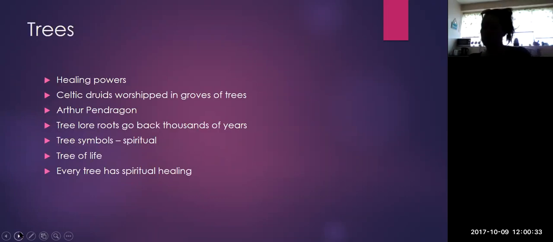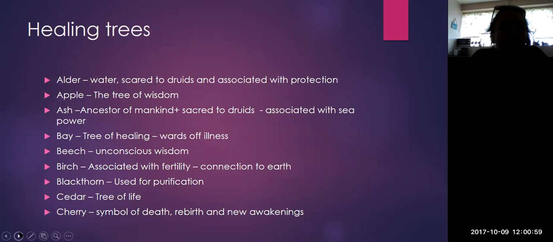Trees, we talked about trees and their healing powers. The Celtic Druids worshipped in groves of trees, and hence the tales of, say, Robin Hood and things like that. We talked about Arthur Pendragon and Stonehenge. Tree lore roots go back thousands and thousands of years, and the tree symbols are spiritual, and also see the tree of life, the man with the face of the tree of life, and every tree has spiritual healing. So we did a very quick visual exercise, and here are the various different trees: the alder, the apple, the ash, the bay, beech, birch, blackthorn, cedar, and cherry.